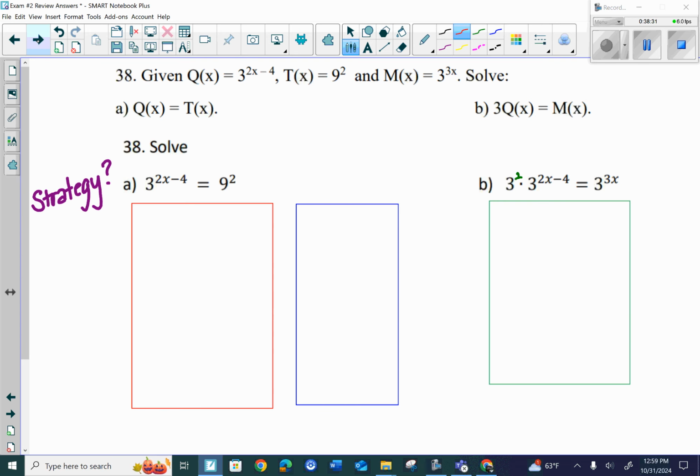Number 38. This was the original problem at the top.